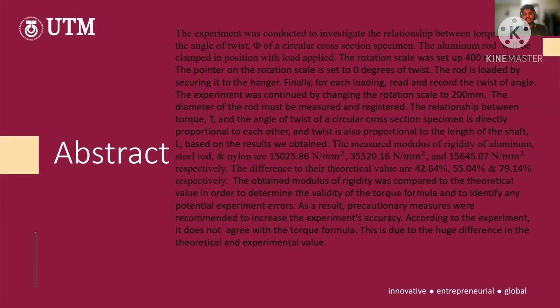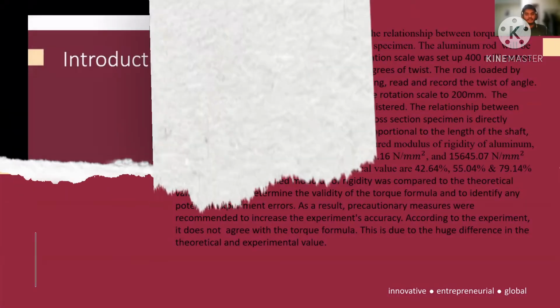The obtained modulus of rigidity was compared to the theoretical value in order to determine the validity of the torque formula and to identify any potential experimental errors. As a result, precaution steps were recommended to increase the experiment's accuracy. According to the experiment, it does not agree with the torque formula. This is due to the huge difference between the theoretical and experimental values.